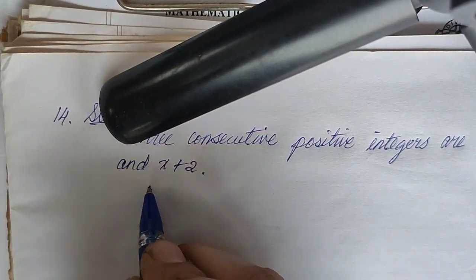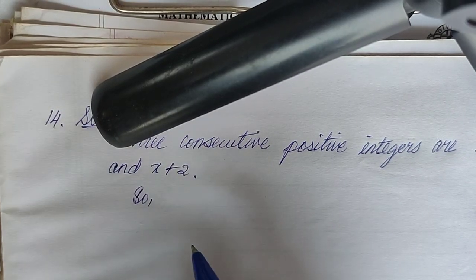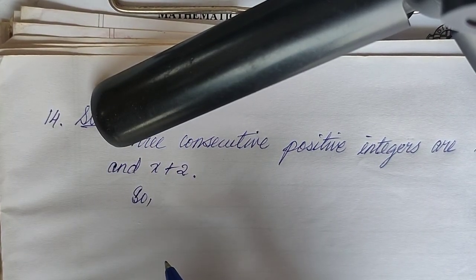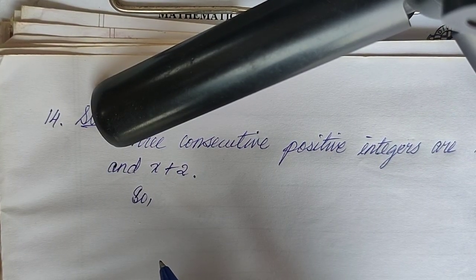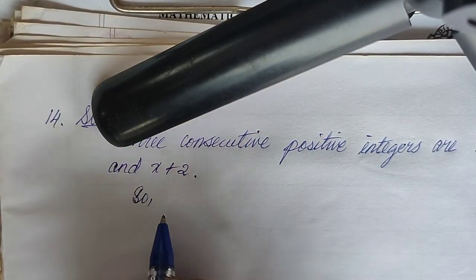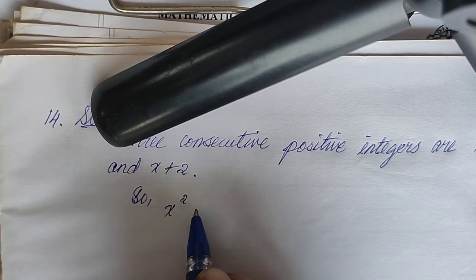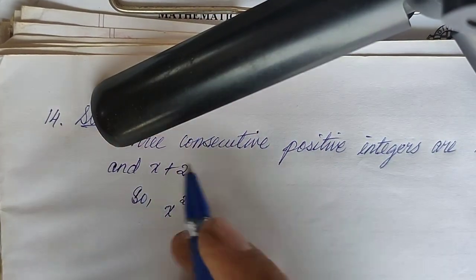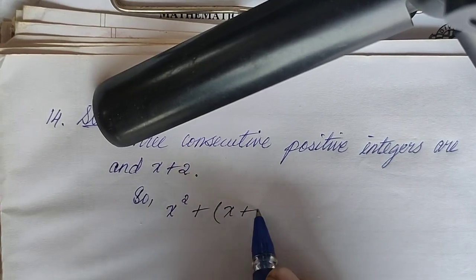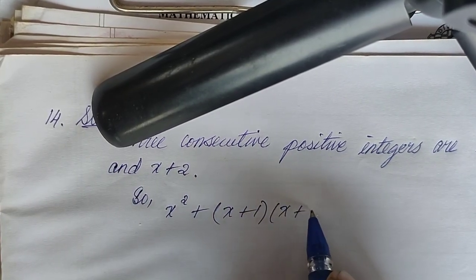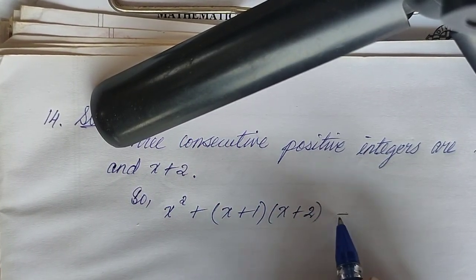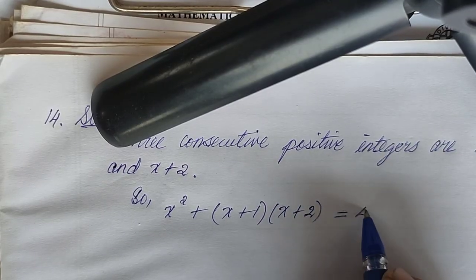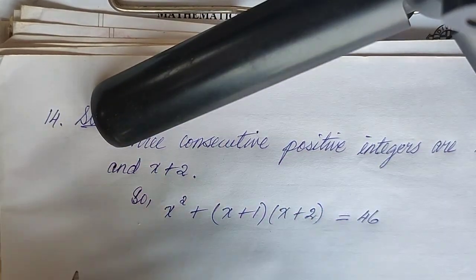Let us form the equation. The sum of the square of the first, x squared, plus the product of the other two, x plus 1 into x plus 2, equals 46.